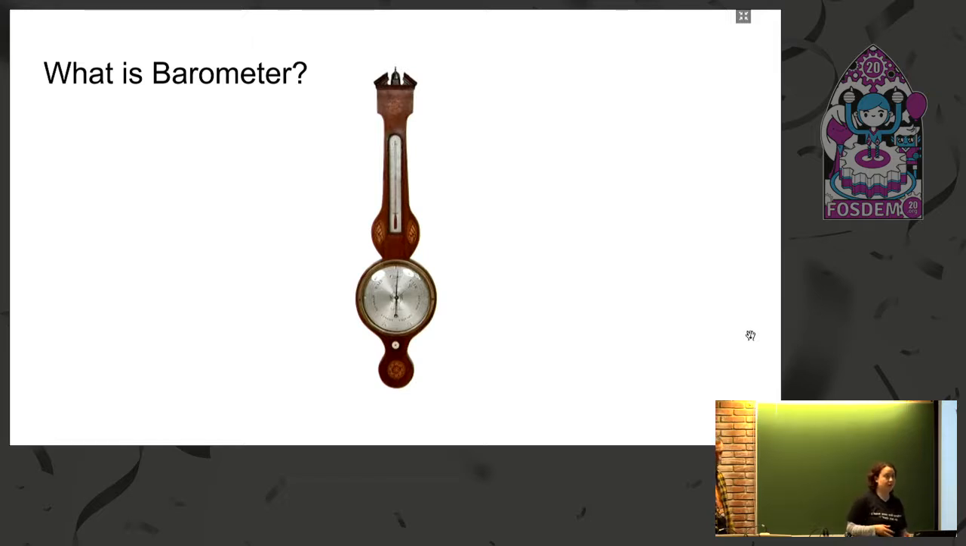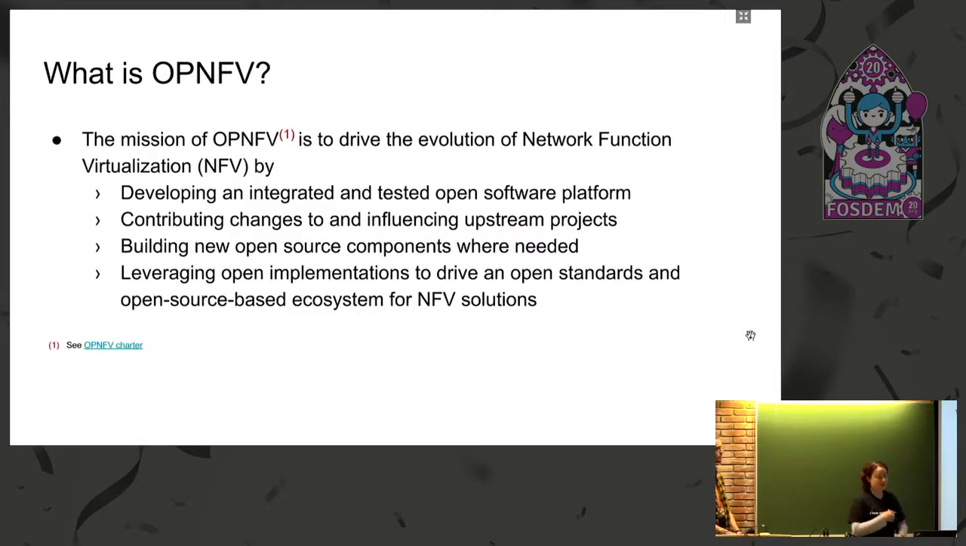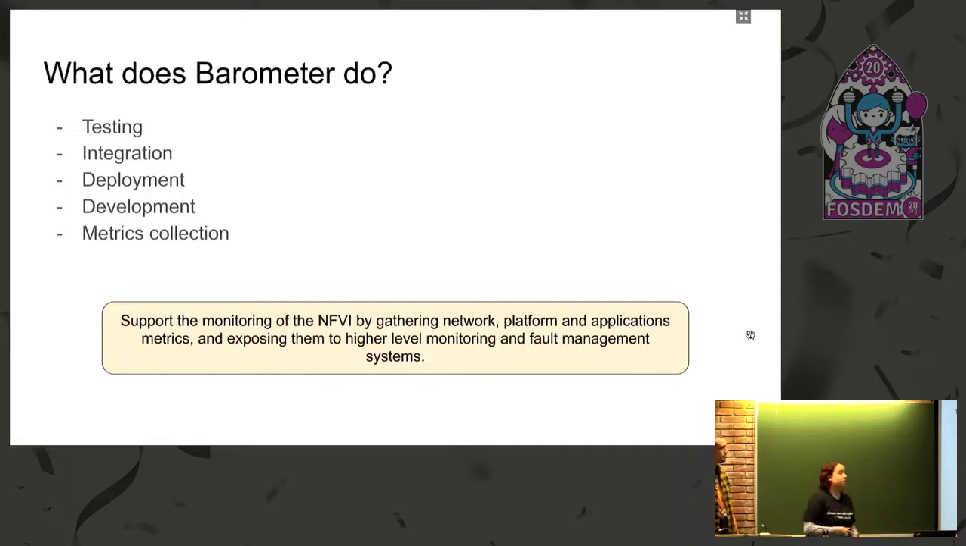So barometer itself is part of OPNFV, and I'll explain briefly what that is, because barometer's relationship to OPNFV dictates the activities that the project actually undertakes. So OPNFV is the Open Platform for Network Function Virtualization. It's a Linux Foundation networking project, and it tries to ease the adoption of NFV. It does this by developing more NFV-friendly features in upstream projects, and then providing tooling to deploy, test, and integrate these same features. So that is what Barometer does.